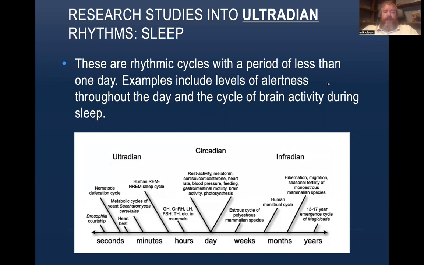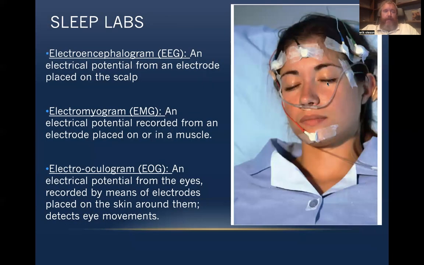These are rhythmic cycles within a period less than 1 day. Examples include levels of alertness throughout the day and the cycles of brain activity during sleep. Sleep labs use three tools usually known as an EEG, an EMG, and an EOG. EEG studies brain waves, EMG studies muscular activity, EOG studies eye alertness, responsiveness, primarily in association with REM activity.